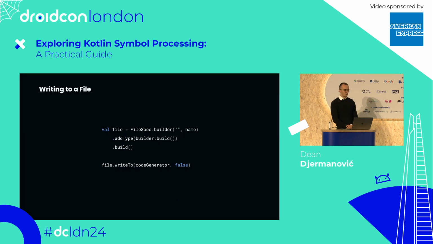When we have these builders, we can write them into a file. In Kotlin Poet, FileSpec represents a file. So we have to create a FileSpec instance, and we can do that using FileSpec.builder and pass in the name of the file. After that, we can use addType method to specify the type that we want to write into this file. So the type that we're writing into a file are the builders that we created on the previous slide. And finally, we are calling a build method on the FileSpec builder to get the FileSpec instance.